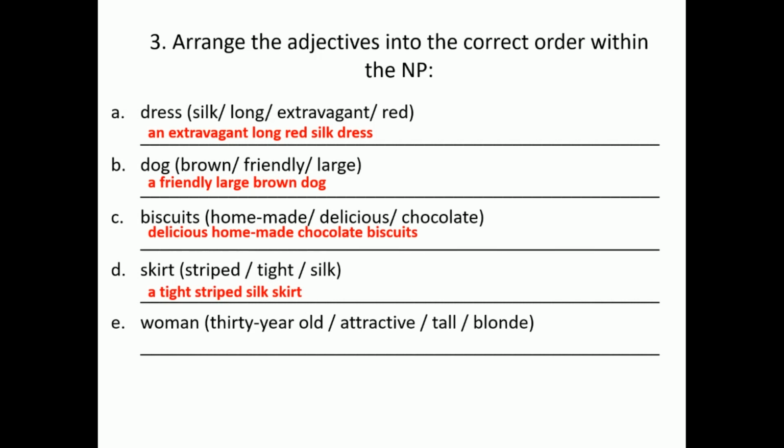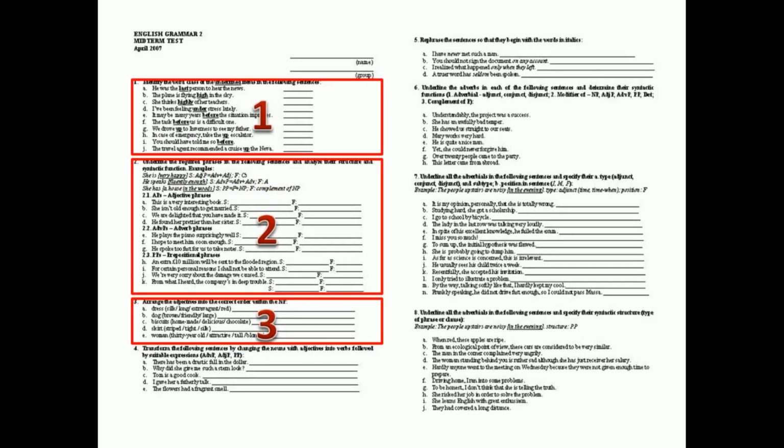Finally, in this E example, which is maybe a little bit sexist, but it was 13 years ago, so attractive is subjective, you start with that. And then you have size, shape, age, color. So it will be a 30-year-old, sorry, an attractive, tall, 30-year-old blonde woman. And that's the third exercise.